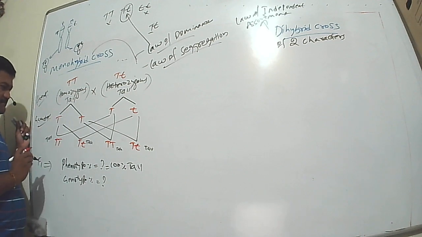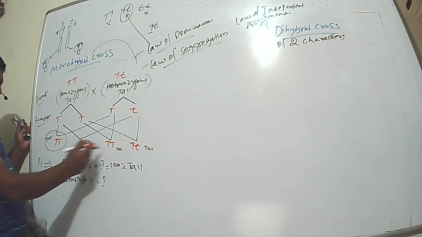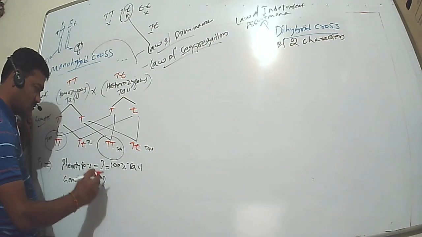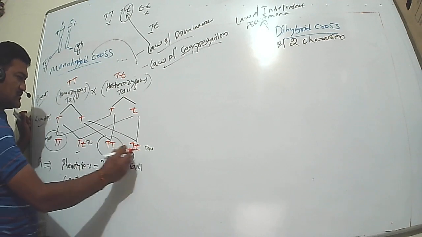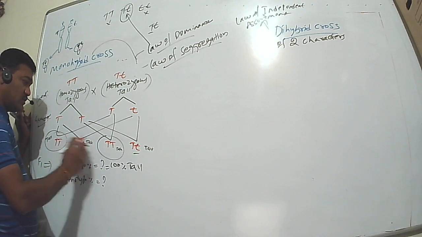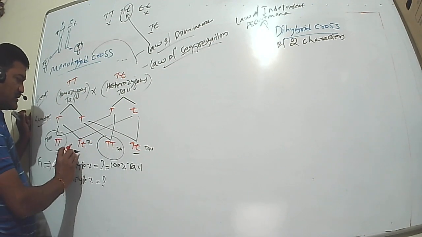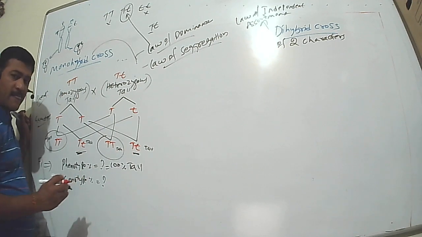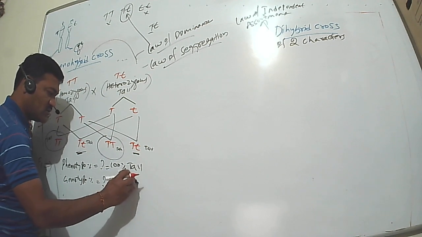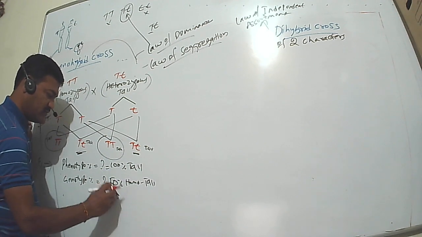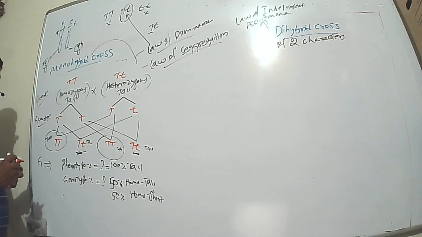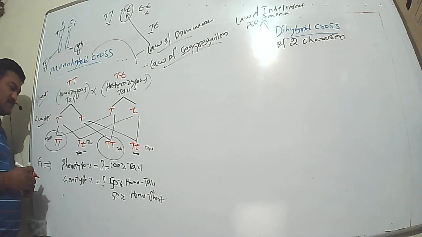What is the genotype? This and this are capital T capital T, which I call homozygous tall, and this is heterozygous tall. So 50%, because 2 out of 4 are homozygous tall and 2 out of 4 are heterozygous tall. Which means it's 50% homozygous tall and 50% heterozygous tall. Okay, that is the answer.